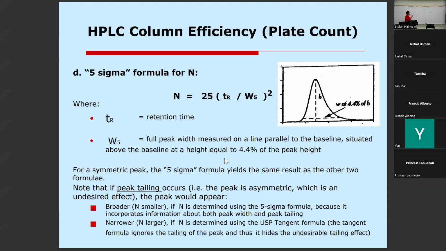Let's put that on. This is our 5 sigma formula: 25 TR over W, this was slash, divided by W5. So that is our 5 sigma. All right, if you have a perfect Gaussian curve, this again should be the same as the first formula in terms of your plate count.